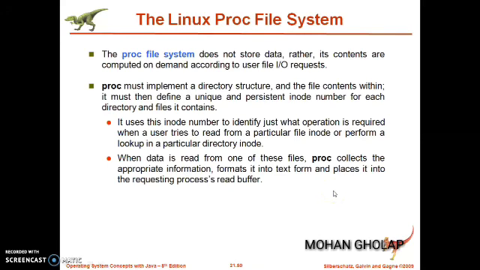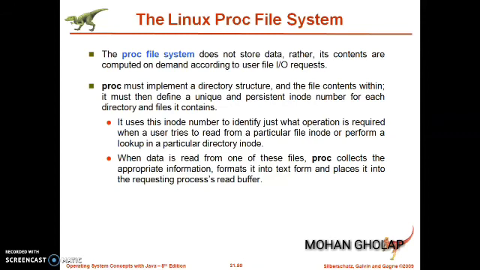After this, we'll see the Linux proc file system. The proc file system does not store data; rather its contents are computed on demand according to the user file I/O request. It's a special file system used only by the system, where data is not stored but automatically computed on demand, as and when the file I/O request arrives. Proc must implement a directory structure and the file contents within. So it must define a unique and persistent inode number for each directory and file it contains. It uses this inode number to identify what operation is required when a user tries to read from a particular file inode or perform a lookup in a particular directory node.